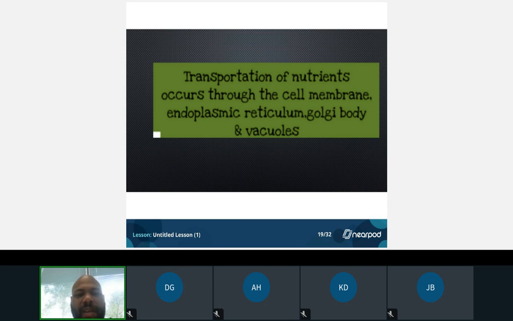So the transportation of nutrients occurs through the cell membrane, endoplasmic reticulum, and the vacuoles. The most important thing to know about is the cell membrane. This is what allows things to move in and out of the cell. It may be called the plasma membrane, or the phospholipid bilayer because it's made up of phosphates and lipids. Remember, we just talked about lipids. Lipids are fats. What do we know about fats and water? If you mix fats with water, they don't mix very well. The same thing applies: the cell membrane is made up of those.